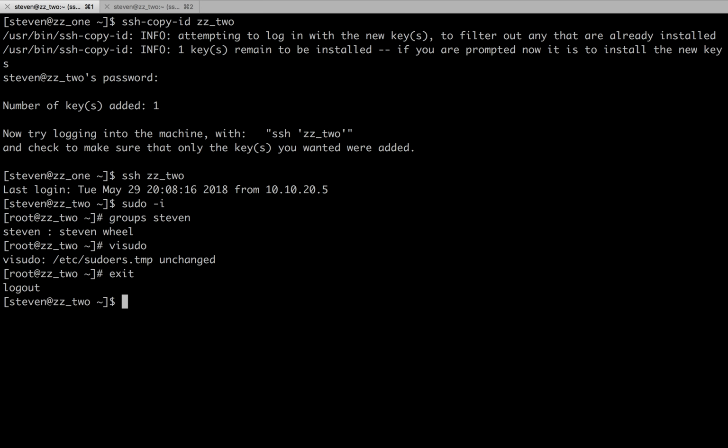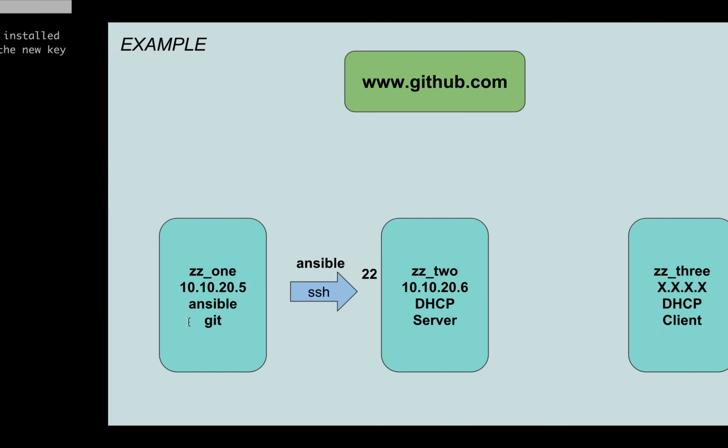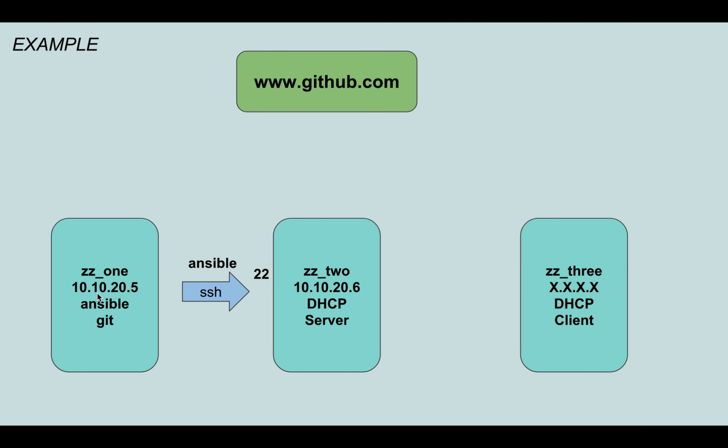So that is what's letting me become root without putting a password. So I'm going to exit back out. I'm still in ZZ2. I am now in ZZ1. And the significant thing I did is now I can go from here, I can log into here as Steven and become root without putting in a password. All right, that's our first step. Now I want to install Ansible.